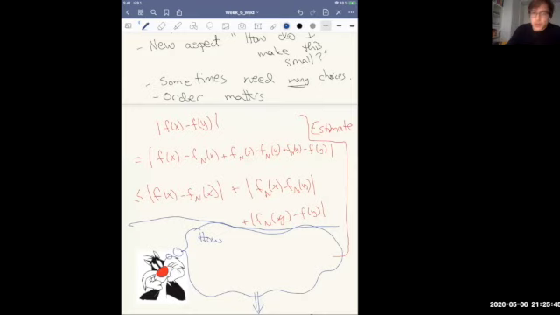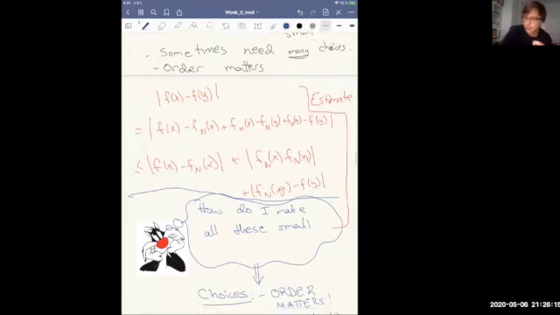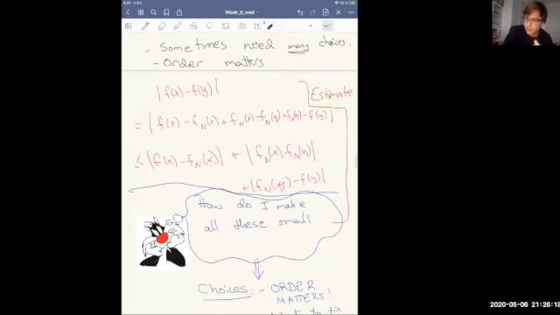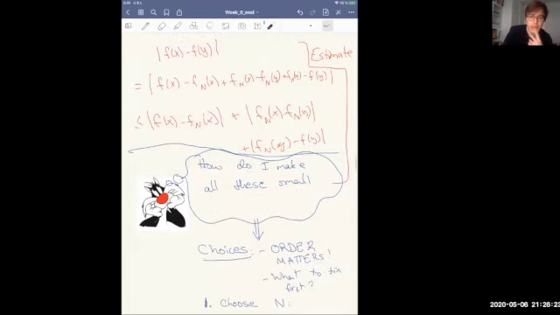And once you have this estimate, it might not be good enough, but our task now is to say, how do I make all these small? Different terms will require different choices to make them small, and we are hoping that we can make those choices in an order that will guarantee that everything is small simultaneously. So there's a choice of delta that we still have not made, and there's a choice of n. And the order of these choices matters.